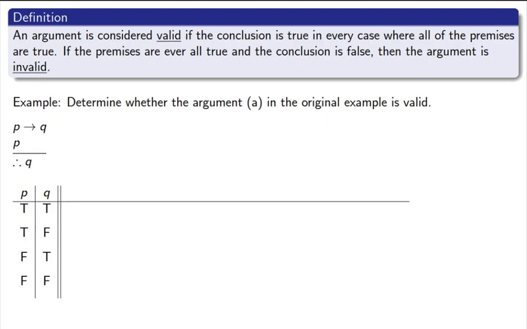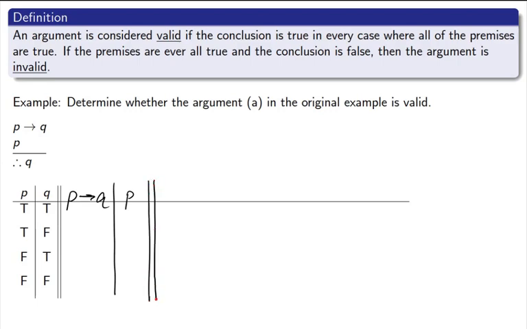What does it mean for an argument to be valid? It means that the conclusion is true every time all of the premises are true. If you ever have all the premises being true but the conclusion is false, then we get an invalid argument. We'll just go through all the cases and figure out where the premises are true. To do these, we'll start by making our truth table of the premises. We'll do P implies Q, and then I'm going to go ahead and copy P into my truth table.